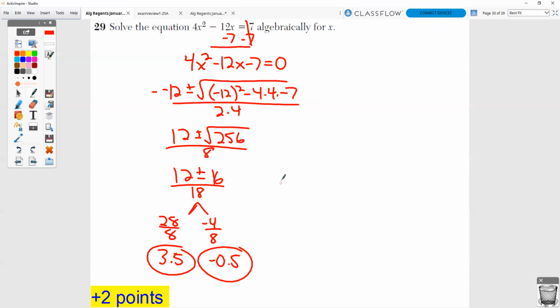In question number 29, solve the equation algebraically. So you want to get it set equal to 0.